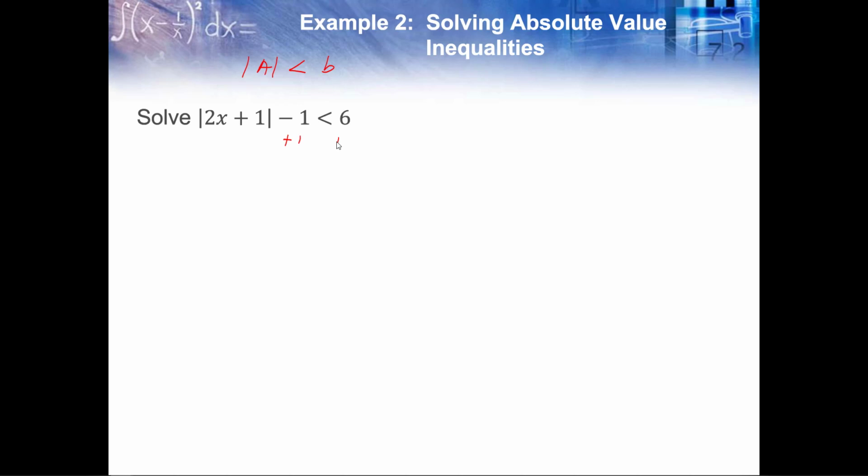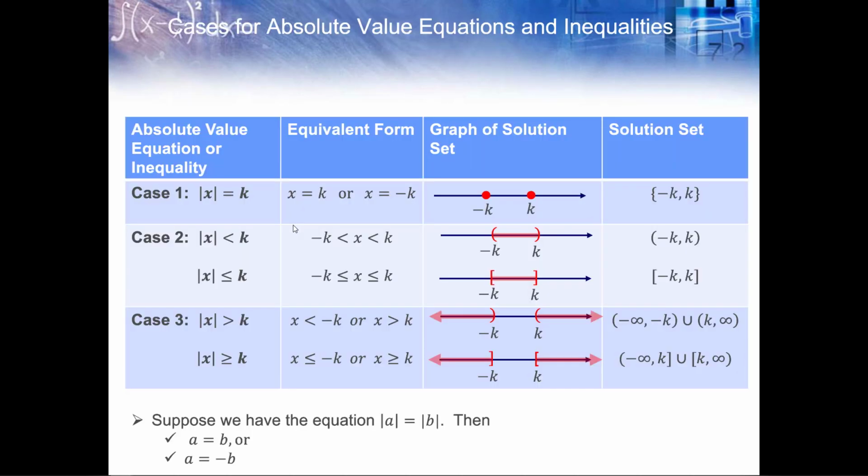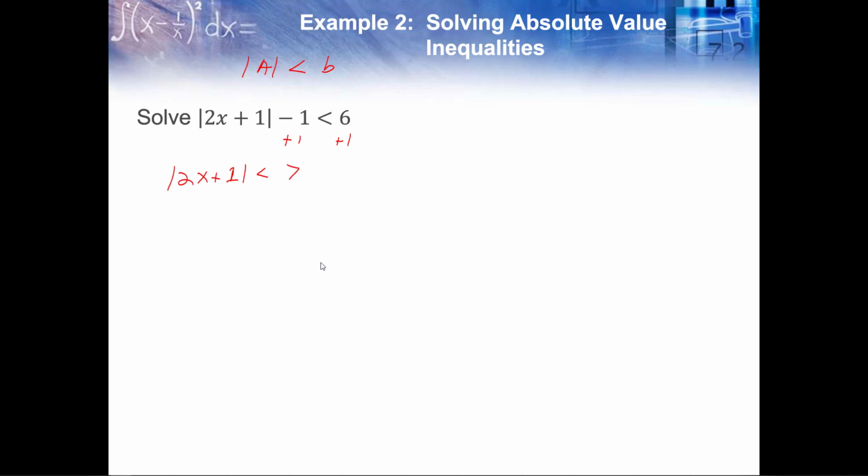Plus 1, and then we will have that the absolute value of 2x plus 1 is strictly less than 7. Notice this is a case 2 problem. So the equivalent expression is going to be a compound inequality, which is -7 is less than 2x plus 1, which is less than +7. So we want to solve this compound inequality.